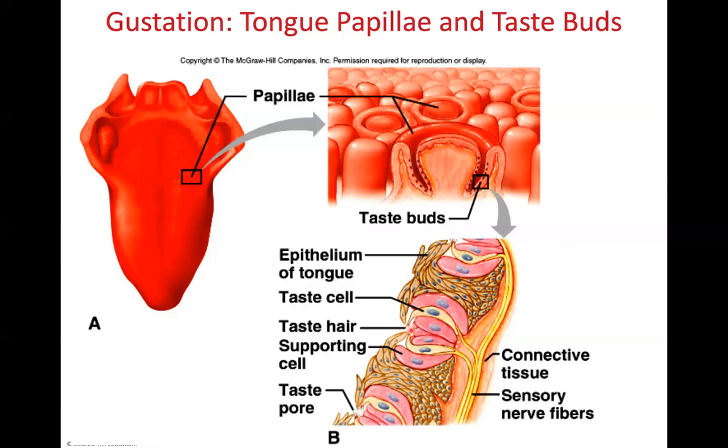And then when this taste hair detects that particular tastant, it passes this information along sensory nerve fibers, and it gets transmitted to the central nervous system, either through cranial nerve 7, the facial nerve, or through cranial nerve 9, the glossopharyngeal cranial nerve. So the taste cells with taste hairs, as part of a taste bud in a papilla on the tongue, detect molecules that are dissolved in saliva and send messages to the central nervous system through cranial nerve 7 and cranial nerve 9.